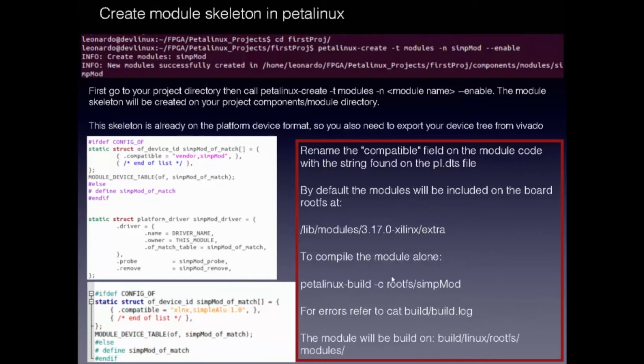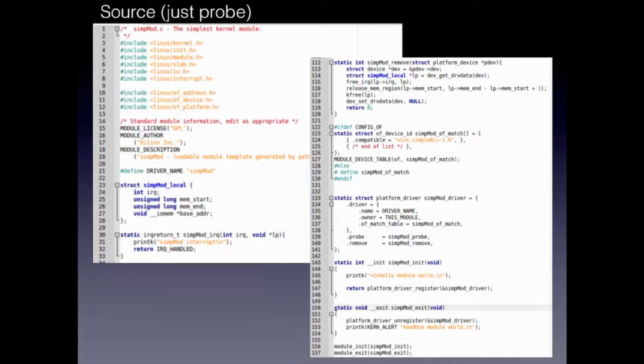Then you do nothing else. You just run these commands here: petalinux-build -c rootfs and the name of the module that you created. If you want to check for errors, you go to the build log of your project, and here is the place where the module will be created. Just to analyze a little bit the code that it generated, which is quite simple, here are the headers that you need to include.